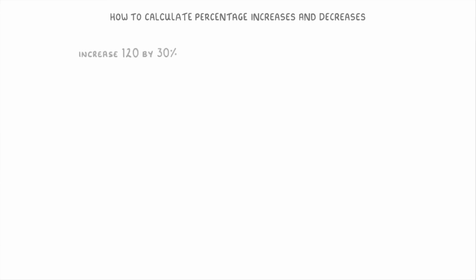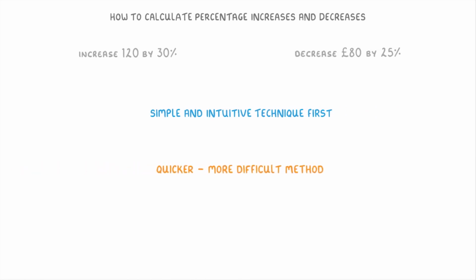In this video, we're going to look at how we can calculate percentage increases and decreases, like how to increase 120 by 30%, or how to decrease £80 by 25%. There's a couple of different ways that we can do these types of questions. So in this video, I'm going to show you the more simple and intuitive technique first, and then we'll have a look at a quicker but slightly more difficult method.